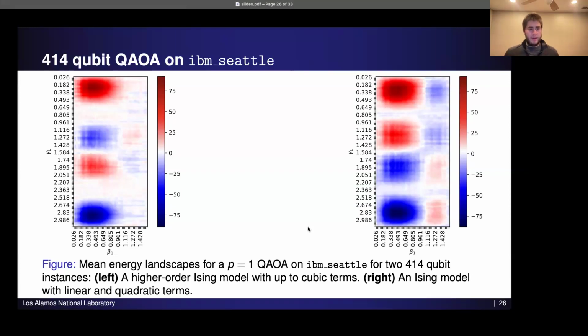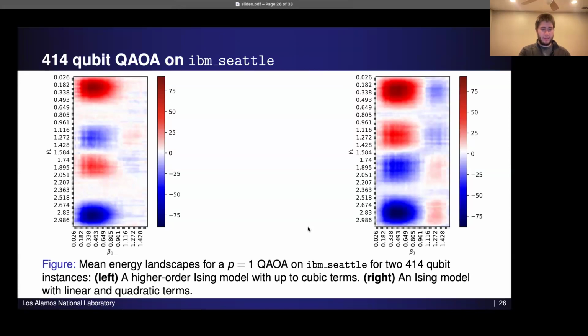Right, so the one important caveat with these plots is that on the right-hand side, the problem instance, we've actually taken out the cubic terms. So this is just a linear and quadratic polynomial Ising model, whereas on the left-hand side, we do have the higher order terms. And so what we're showing on the x-axis is varying beta.